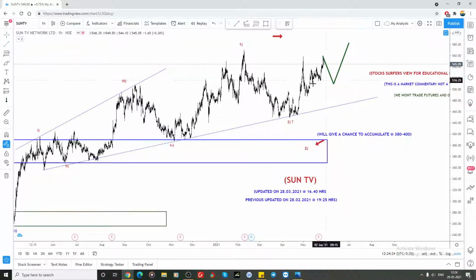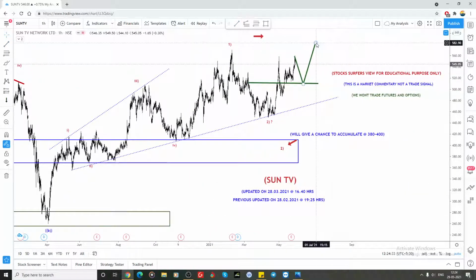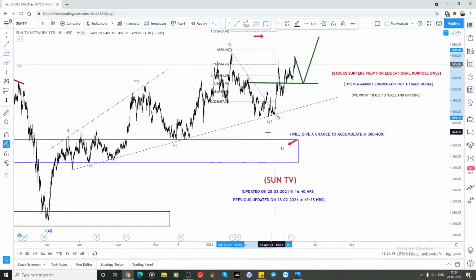So here B can buy, but I am already in the buy zone. What I said, this is for my positional investment. So from here, if it breaks the high, that will be considered as an irregular flat formation for the wave 2, or this is the end of the wave 2 here, and it is the starting of the wave 3.